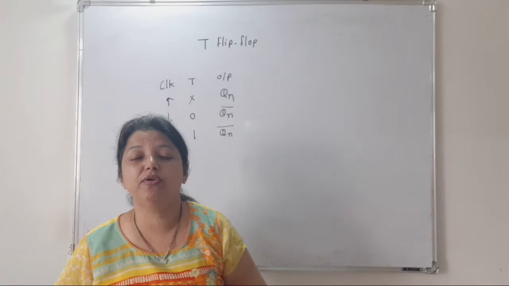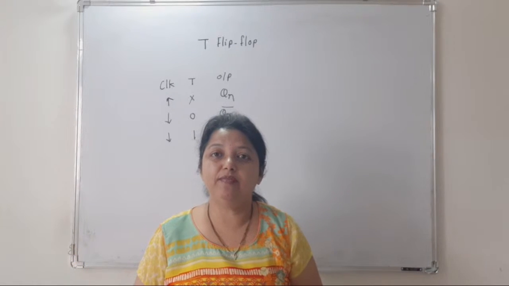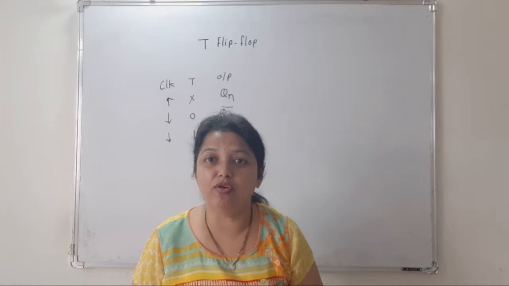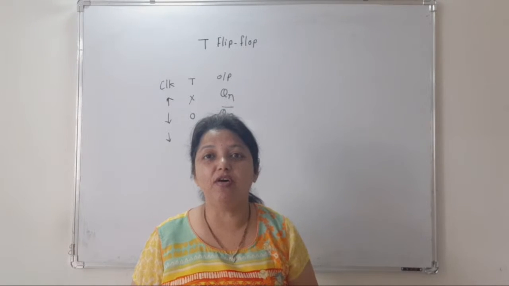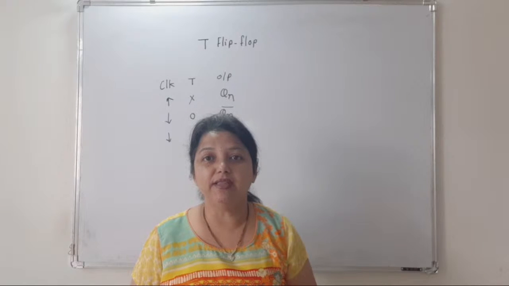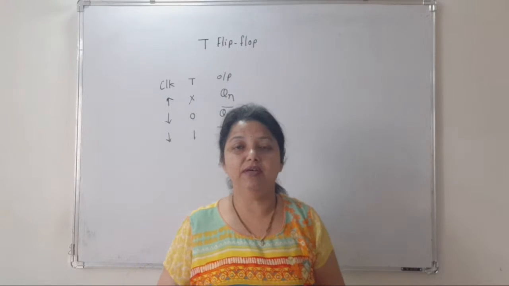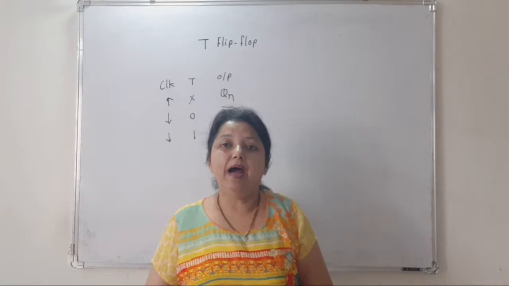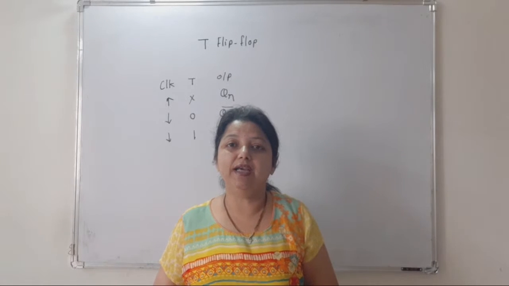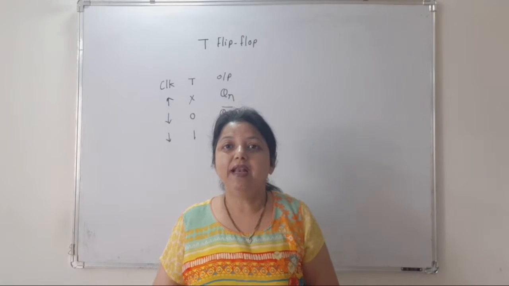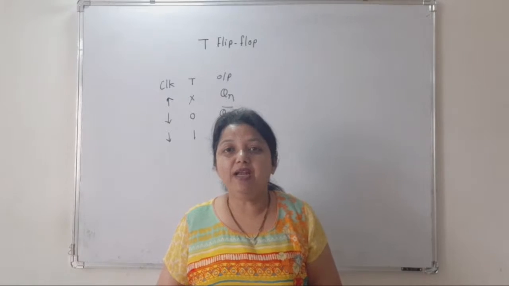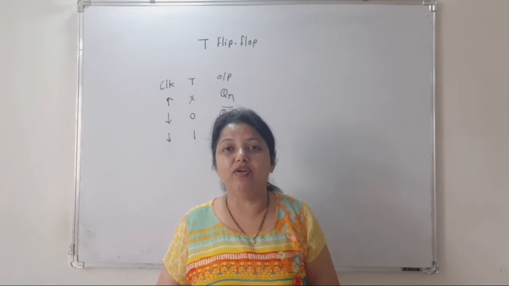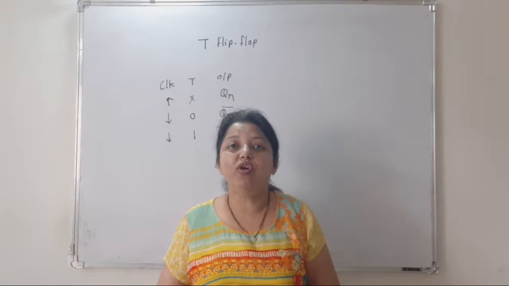See in your textbook, in the JK flip-flop, J follows the S input and K follows the R input. Means whenever J is equal to 1, there is a setting of the flip-flop, and whenever K is equal to 1, there is a resetting of the flip-flop. Okay. And whenever J is equal to 0 and K is equal to 0, at that time the last state remains as it is, means the flip-flop remains in its last state, no change condition. And when J is equal to 1 and K is equal to 1, at that time the flip-flop toggles.